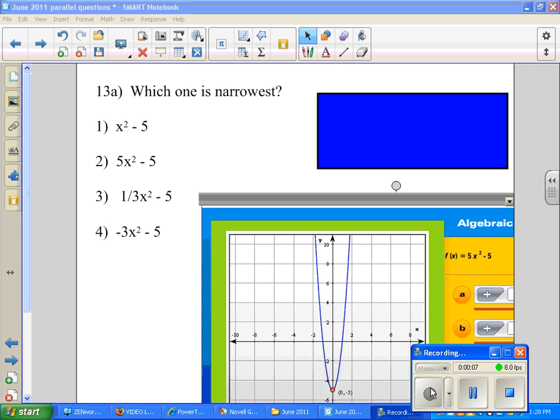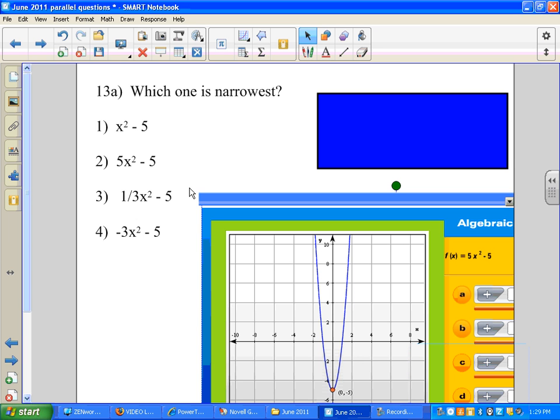And we are doing parallel questions to the June 2011 Integrated Algebra Regents. This is going to help you prepare for the Integrated Algebra Regents that you are studying for this year. So let's take a look at this question. We're starting at 13. It's the same as in the Green Book, number 13, except I changed some numbers, maybe changed a word or two in it.